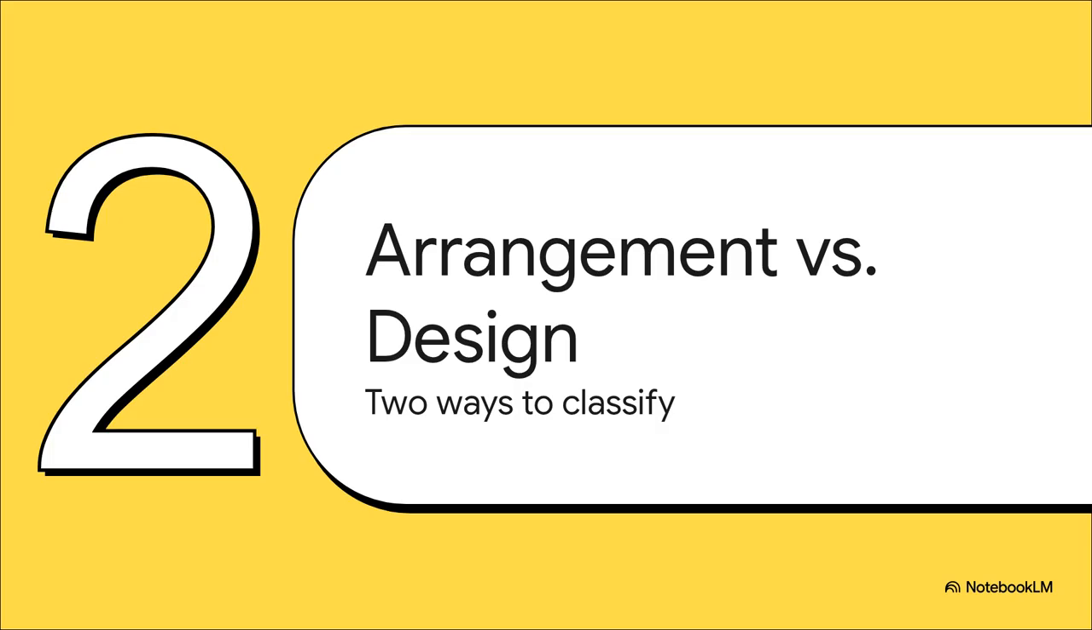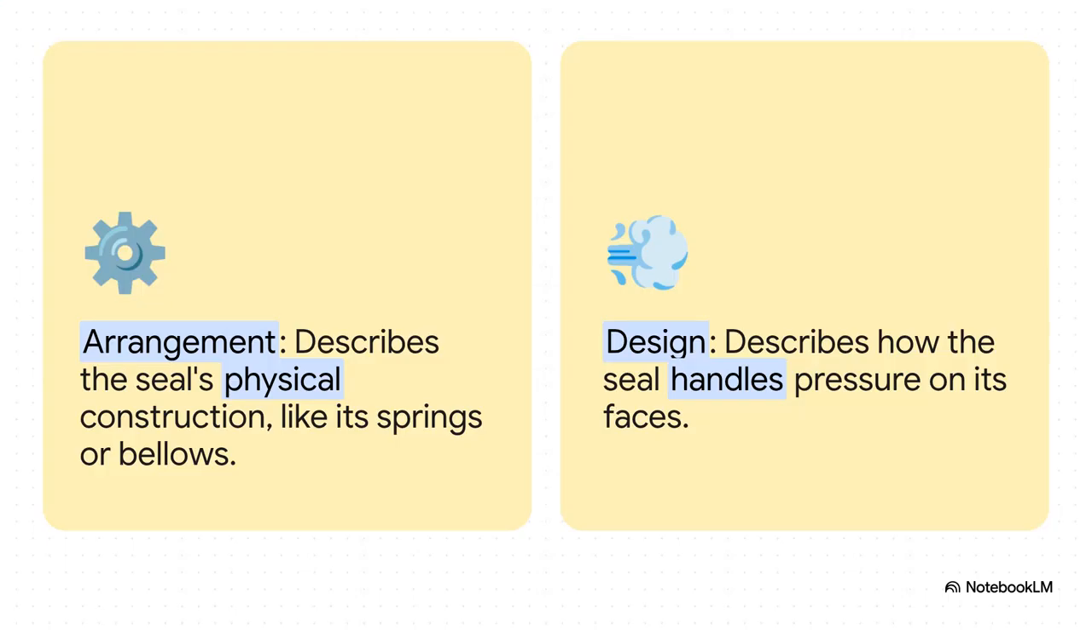Now, there are a ton of different seals out there, and to really make sense of them, it helps to have a simple way to think about them. You can basically look at any seal through 2 key lenses: what it's physically made of and how it handles pressure. So, think of arrangement as the what. What are its physical parts? Does it have one big spring, a bunch of little ones, or maybe a flexible bellow? That's its arrangement. Design, on the other hand, is the how. It's all about the physics. How does it actually behave when the pressure gets cranked up? Getting this difference is absolutely key.